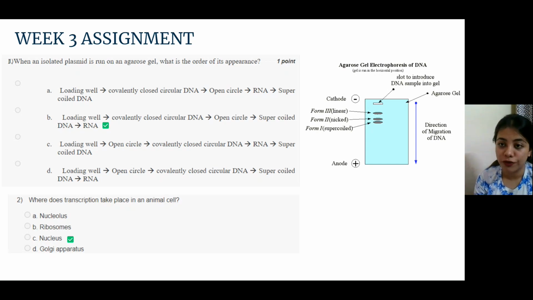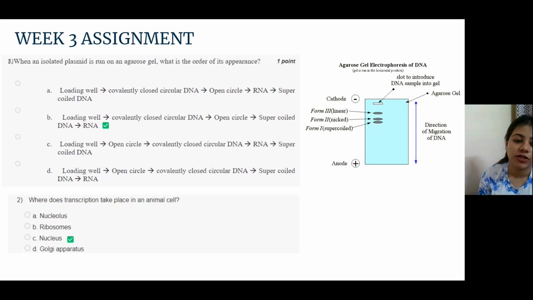So the correct option for this question is that you will have the loading well at the top, then the covalently closed circular DNA, which is a normal plasmid that has not undergone any compaction, so it will be the slowest migrating among all the other options. Then comes open circle, then comes the supercoiled DNA, the most compactly constructed structure, and then comes the RNA at the last. So this is the order of migration that is usually seen.